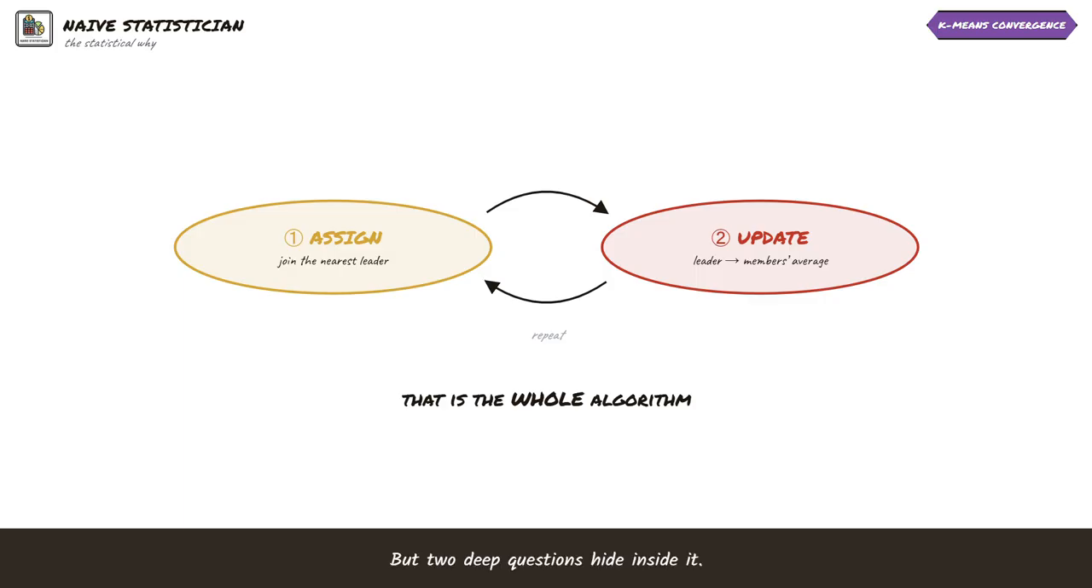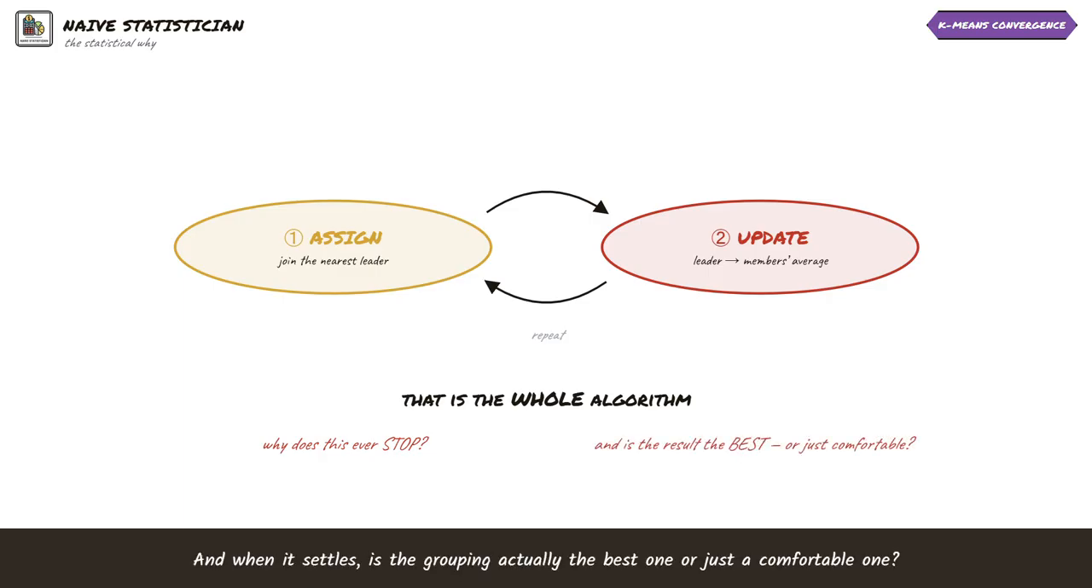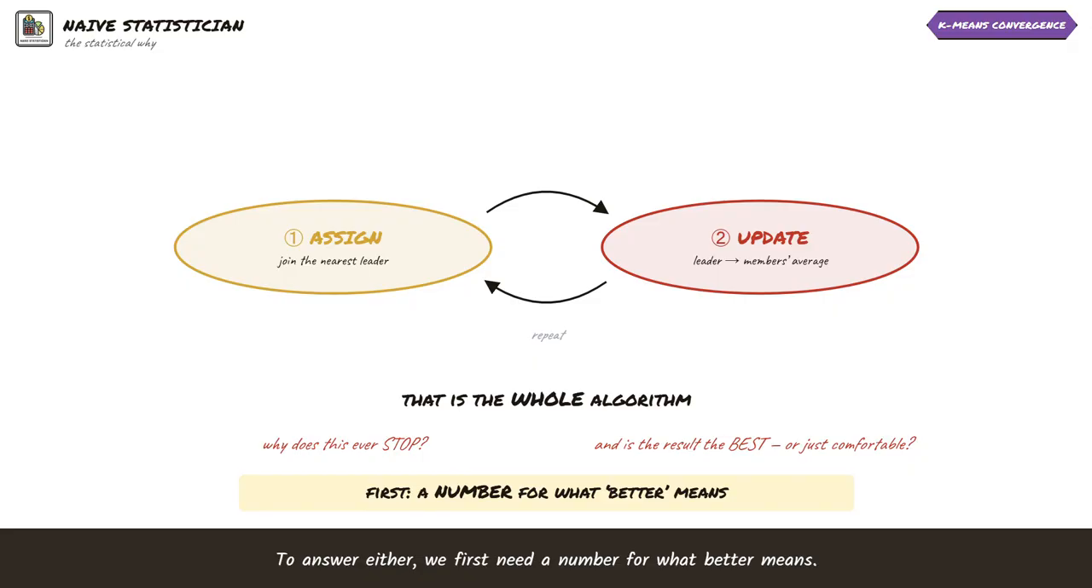But two deep questions hide inside it. Why does shuffling leaders around ever settle down instead of wandering forever? And when it settles, is the grouping actually the best one or just a comfortable one? To answer either, we first need a number for what better means. So that is where we begin.